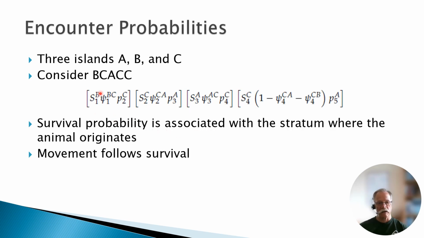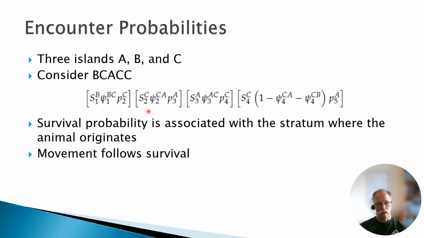And so just to reiterate this, if you had a capture history BCACC, you can see each one of these terms has all of the parameters associated with survival, movement, and subsequent recapture probability. So if you start in B, you'll have survival associated with state B at time 1, your movement from B to C at time 1, and then capture probability where you end up at C.